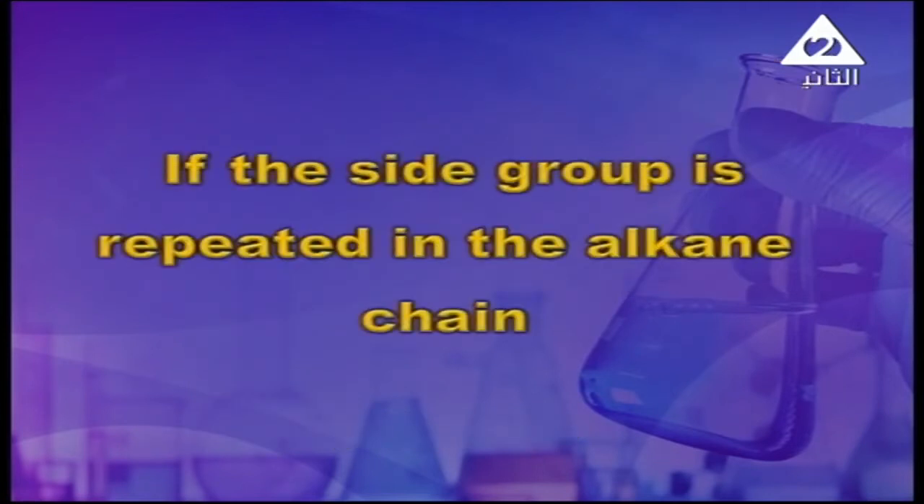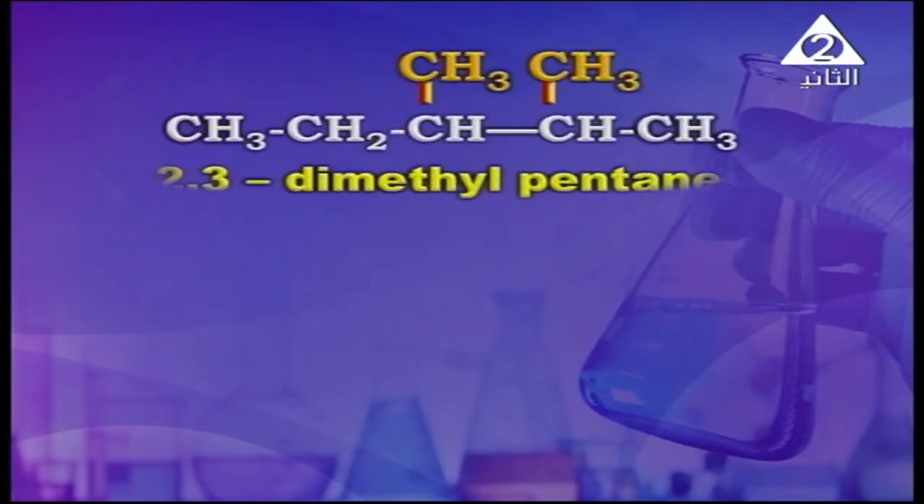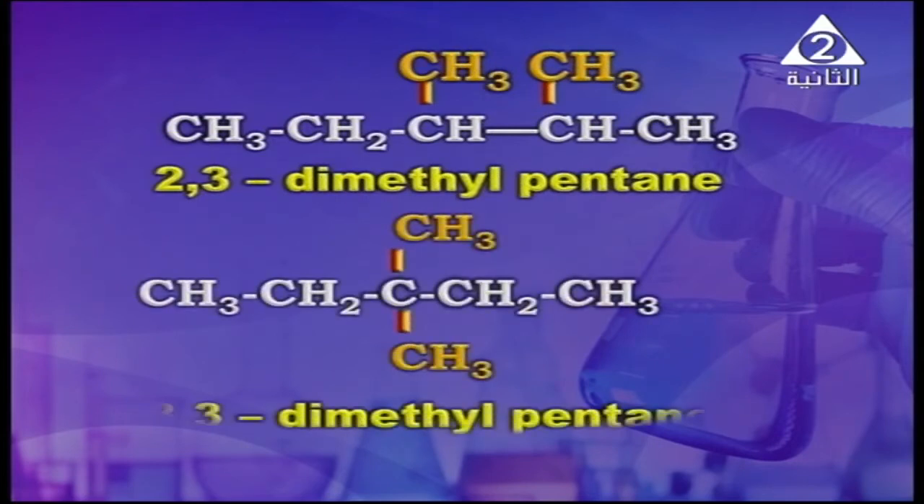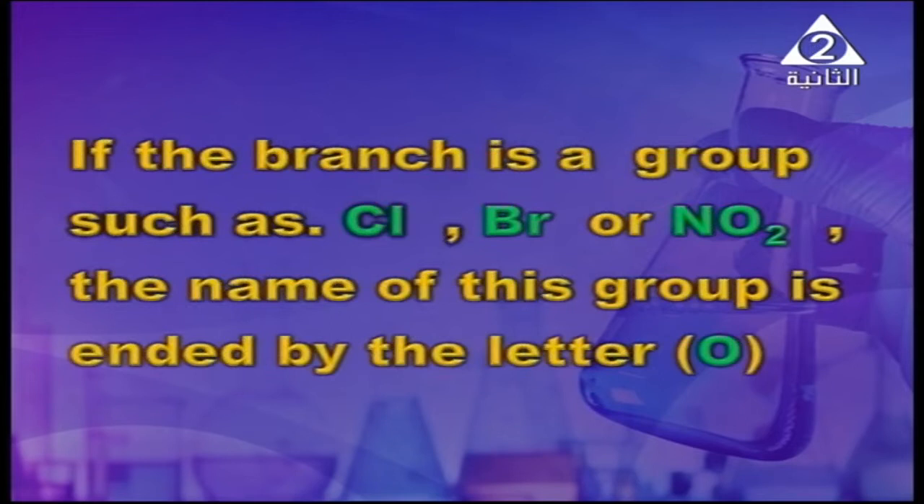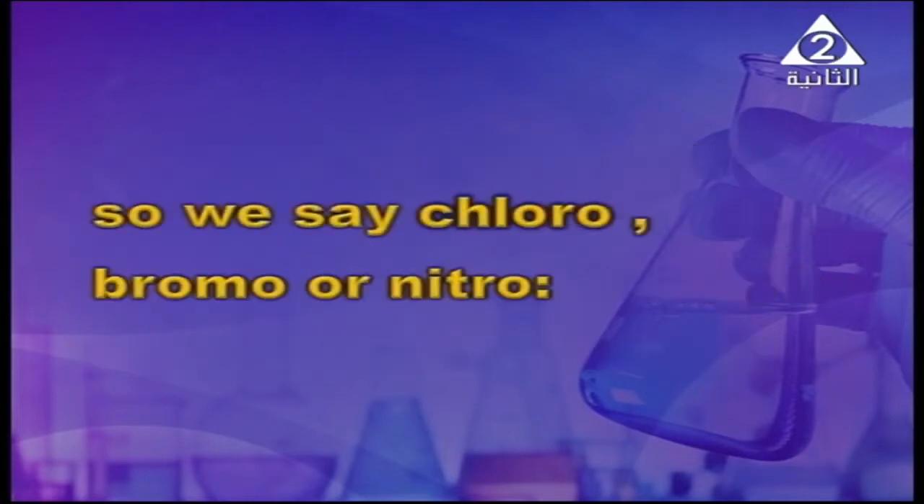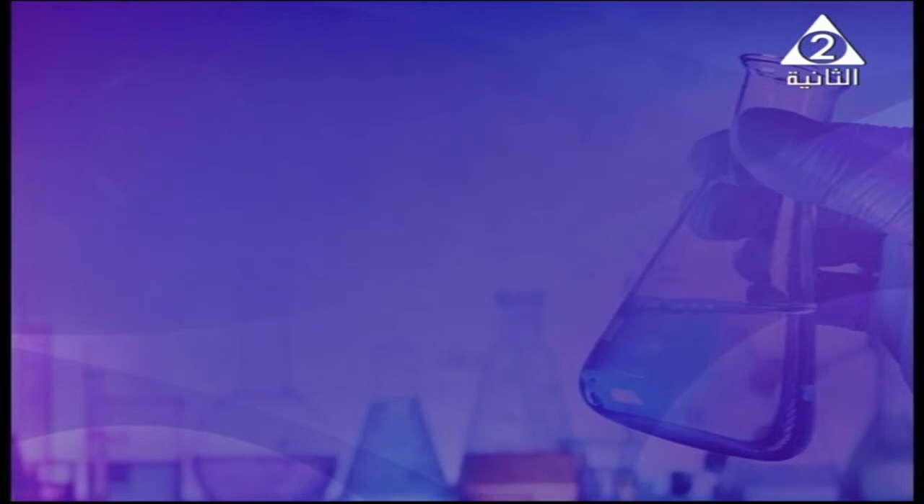If the side group is repeated in the alkane chain, we use the prefix di, tri or tetra to indicate the number of repetitions. Here, as shown on the screen, it will be 2,3-dimethylpentane, and another example, 3,3-dimethylpentane. If the branch is a group such as chlorine, bromine or nitro group, the name of this group ends with the letter O. So we say chloro, bromo, nitro. As shown on the screen, it will be 2-bromobutane.